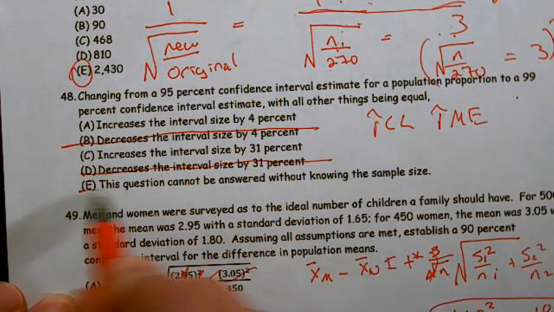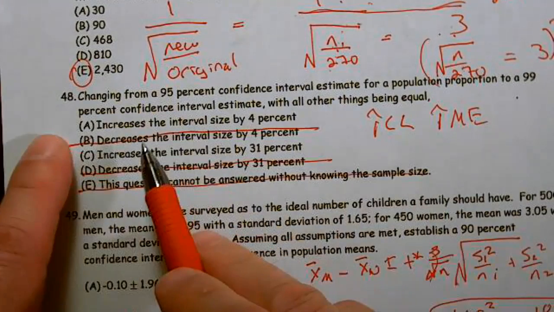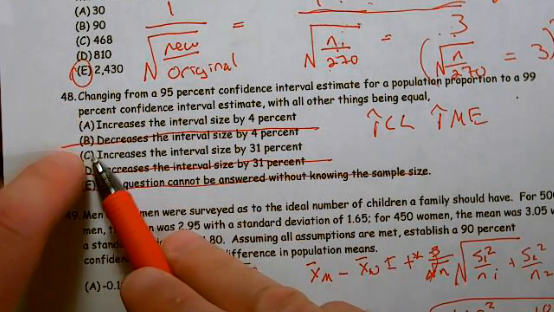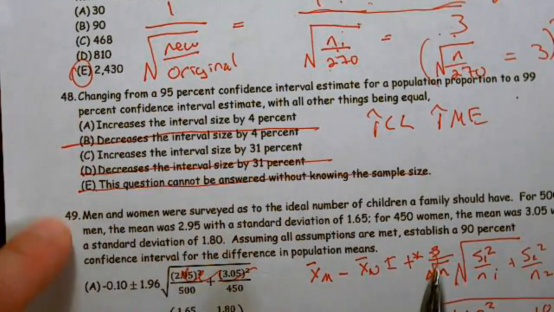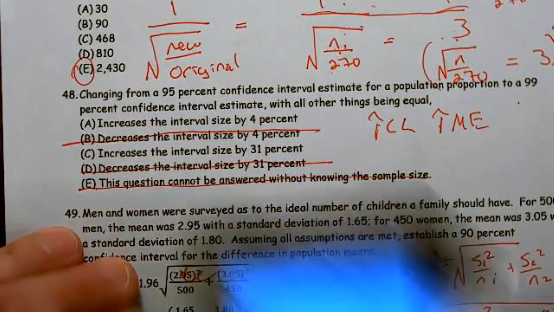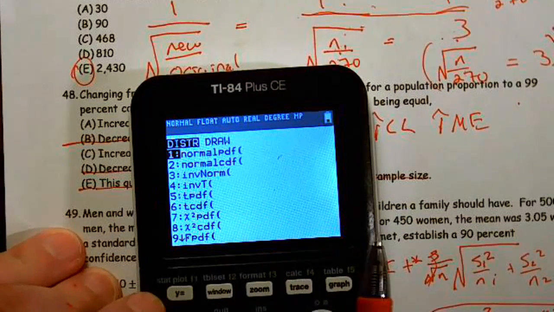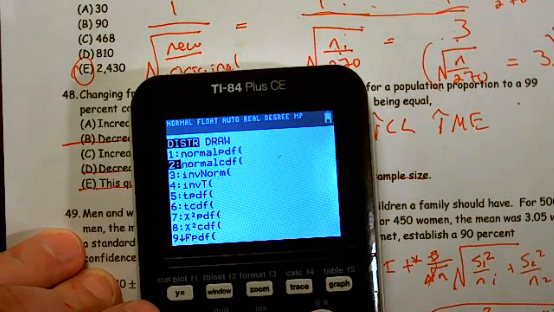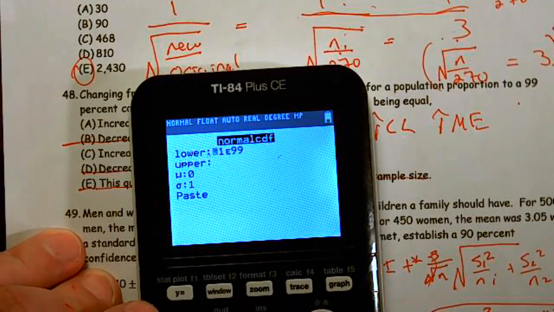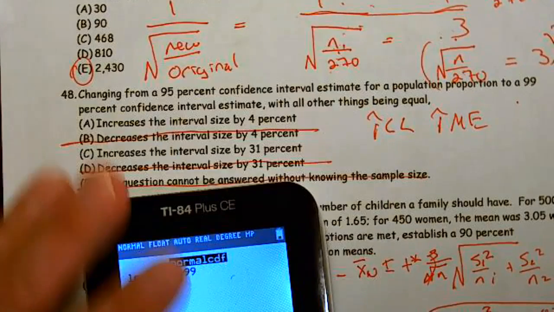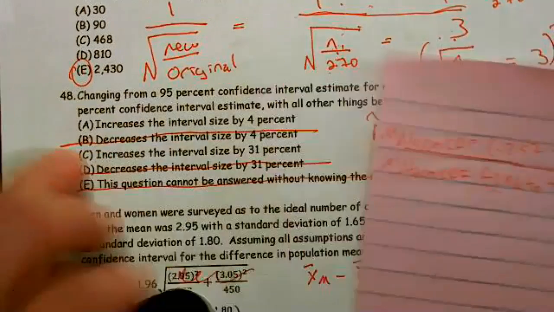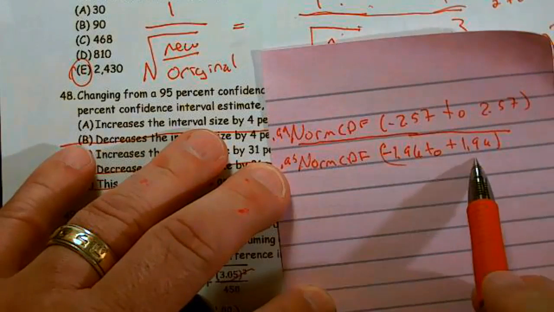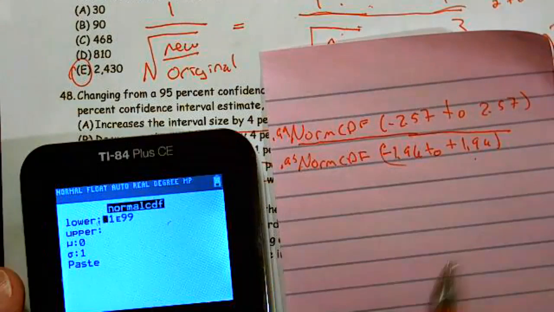And the good news about this is as soon as we get rid of those, we're down to at least 3 choices, A, C, and E. It turns out we can actually do this. So second var's normal CDF lower bound. Where did I put my paper? Negative 1.96 to 1.96. So that's for the 95%. So negative 1.96 to upper bound 1.96.